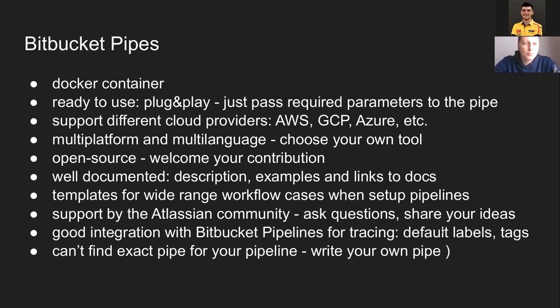So what are the pros of Bitbucket pipes? At first, it's a Docker container, just a simple Docker container, and all pros related to Docker containers are available for you. You could use any images, and provide modified logic, etc. Bitbucket pipes are ready to use. They are plug and play. You just provide the Bitbucket pipe name and pass the required parameters. You should not understand what payload it should be, or what data structure is required for the services you want to integrate. You just pass credentials and parameters.